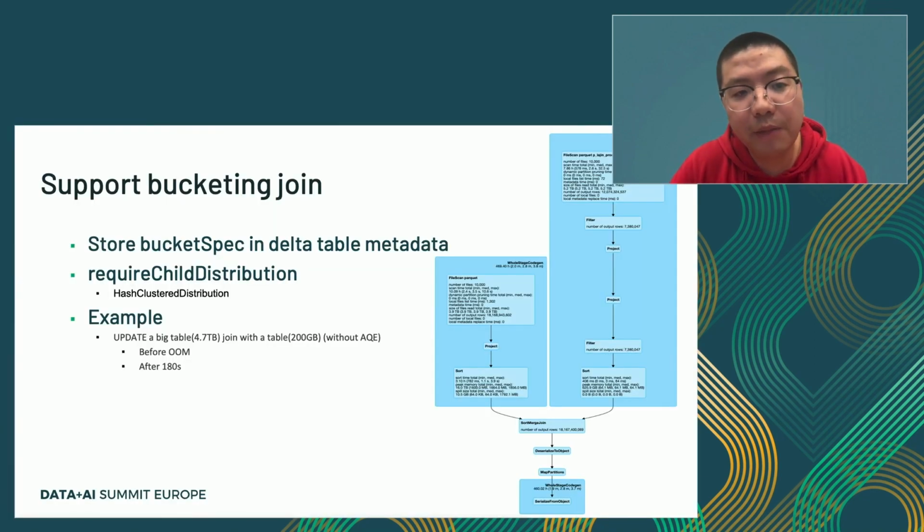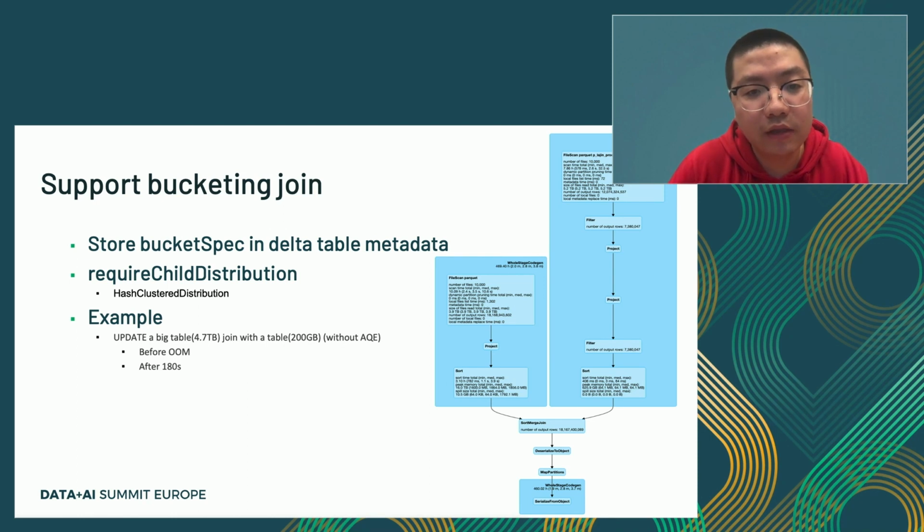Here is a bucketing join case. We store the bucket-specific information in the Delta table metadata, and it uses required child distribution. It can avoid a shuffle. For example, there is a big Delta table of about 5 terabytes joined with small tables. Why is there a join here?